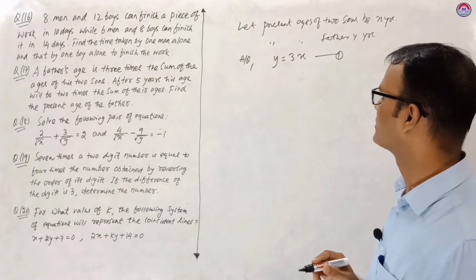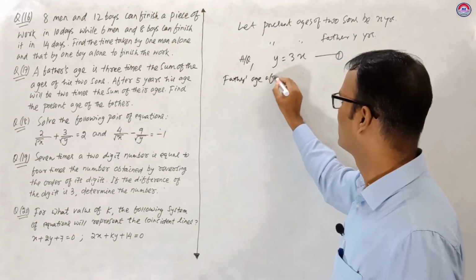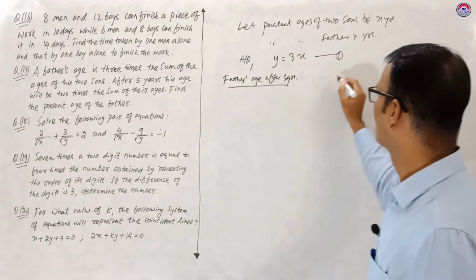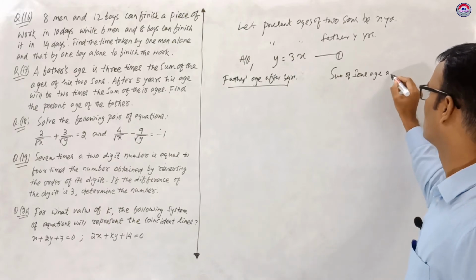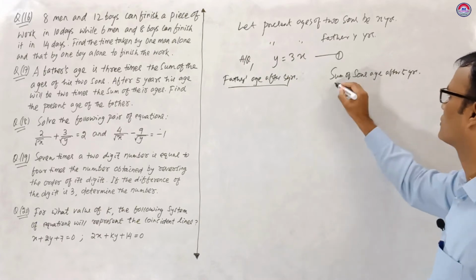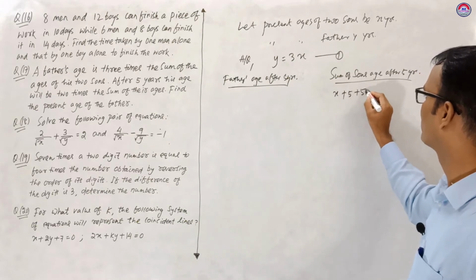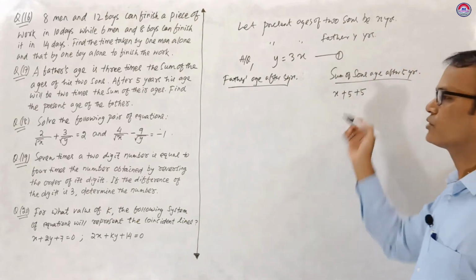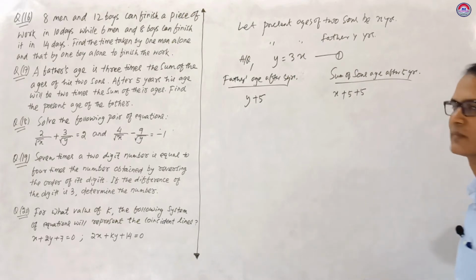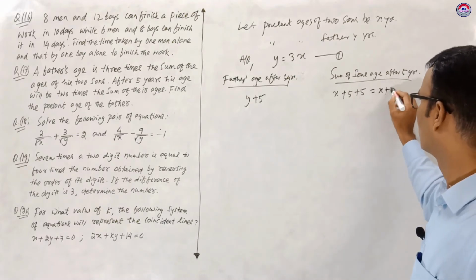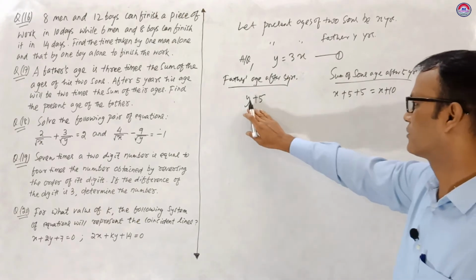The second part is given: after 5 years. So after 5 years, the father's age and the sum of the sons' ages after 5 years. Sum of sons' ages means the 2 sons given here. So you can write x plus 5 plus 5. What was the present? It was x. Both sons' ages increase by 5 years, and how much does the father's increase? 5. Clear? So this becomes x plus 10 years. The sum of both sons' ages after 5 years is x plus 10. The father's becomes y plus 5.